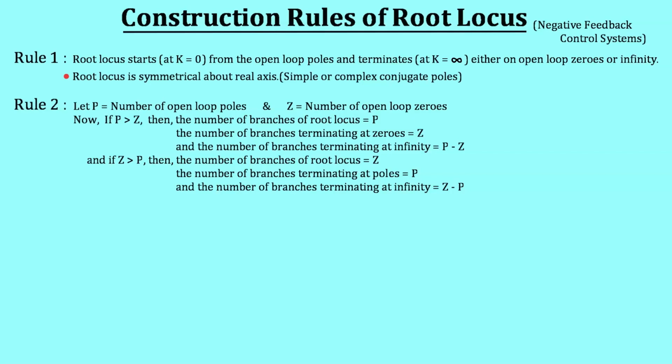If in the system the number of open loop poles is greater than the number of open loop zeros, then the number of branches of the root locus will be equal to the number of open loop poles, and the number of branches terminating at zeros will be equal to the number of open loop zeros, and the number of branches which terminate at infinity equals the number of open loop poles minus the number of open loop zeros.